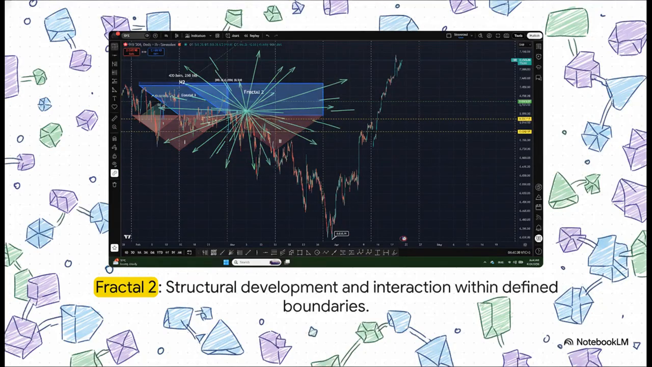As we move to Fractal 2, the picture gets more detailed. This view shows the structural development happening within those boundaries that were set up at the very beginning. You can really start to see how the price is interacting with these predefined zones.